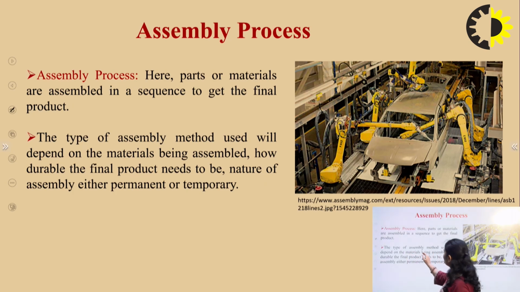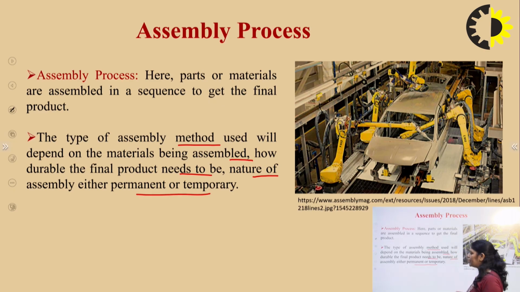And here the type of assembly method will depend on the material being assembled, how durable the final product needs to be, and the nature of assembly, either permanent or temporary. So these are basically the factors which will define the type of assembly required. That means what is the application of that product, how many components are assembled, the type of assembly we require, and the materials that we are using for the assembly. So all these will define the type of assembly required.